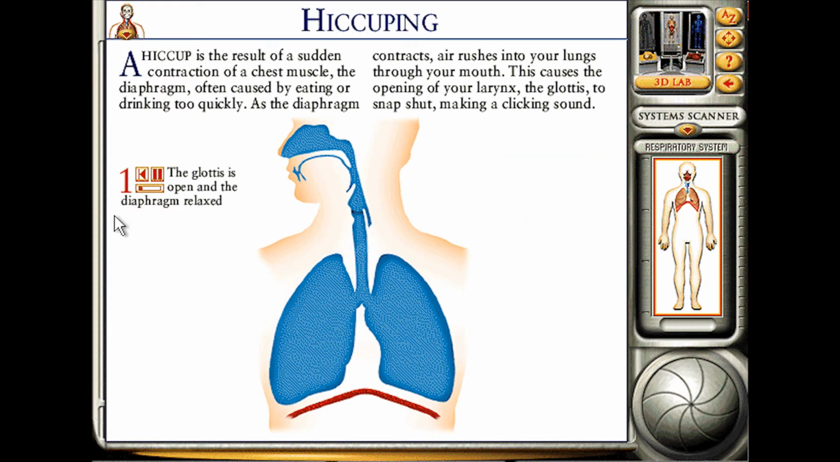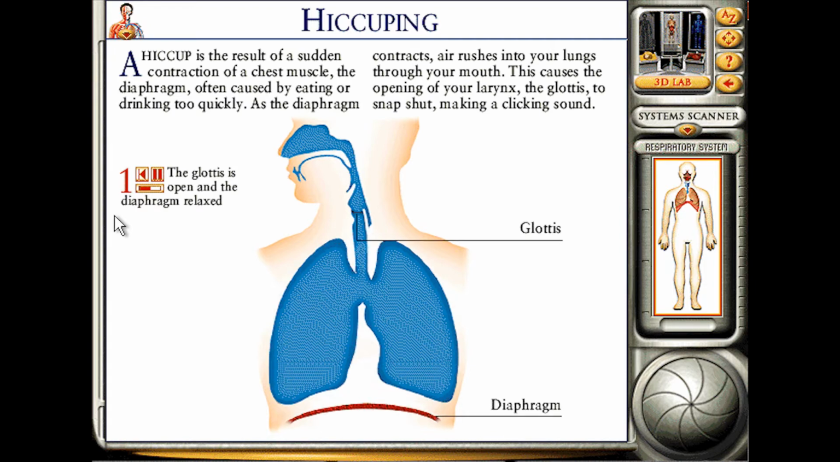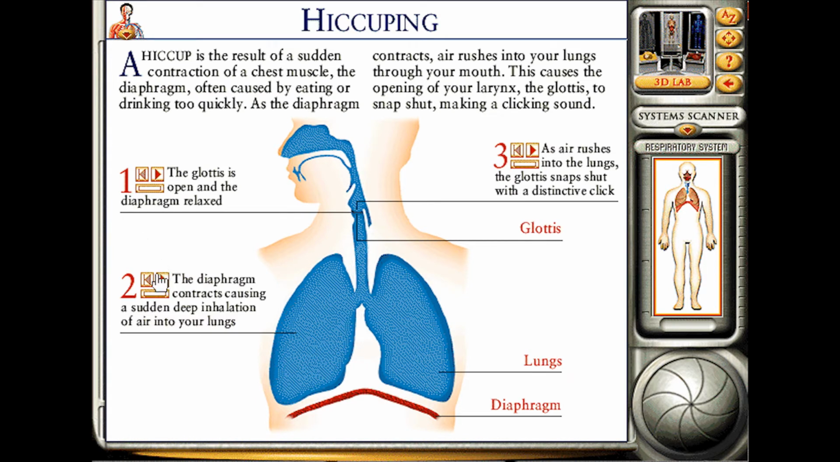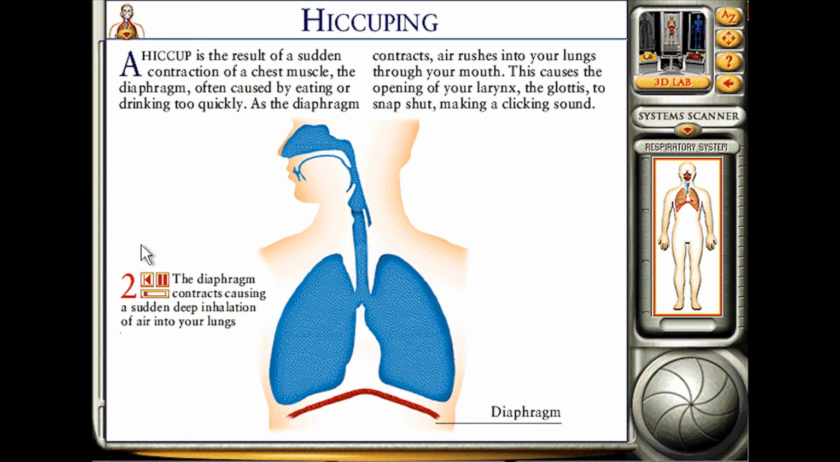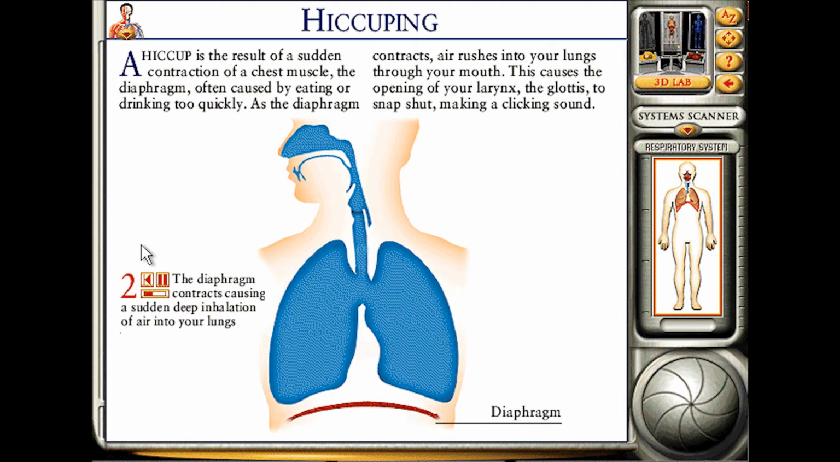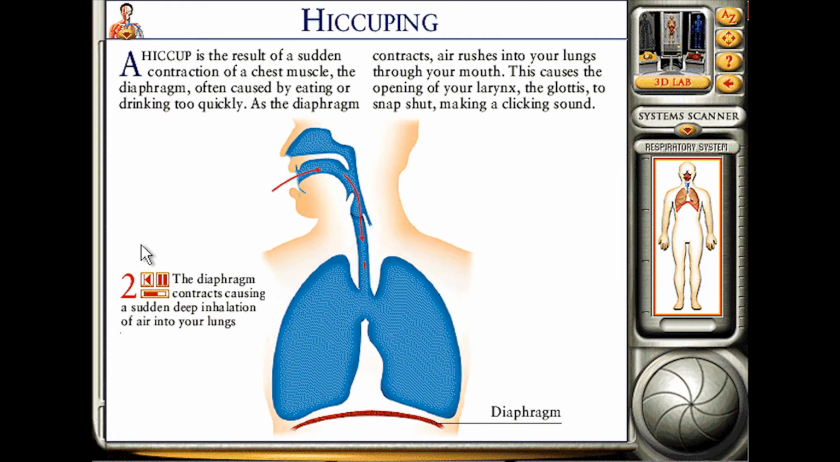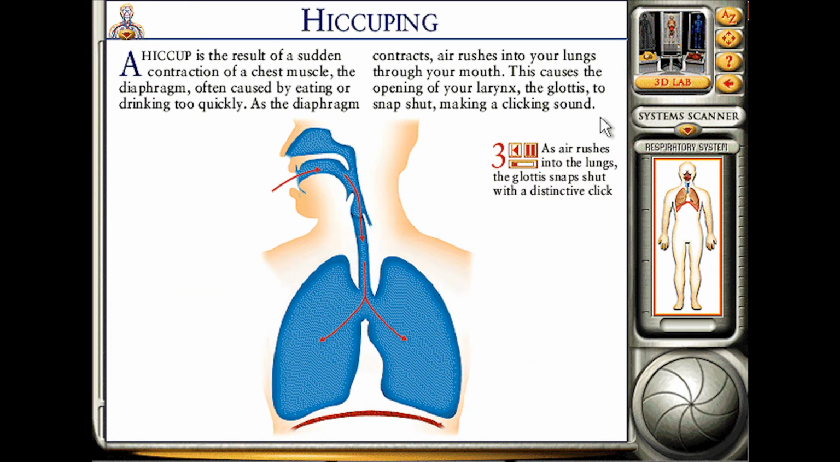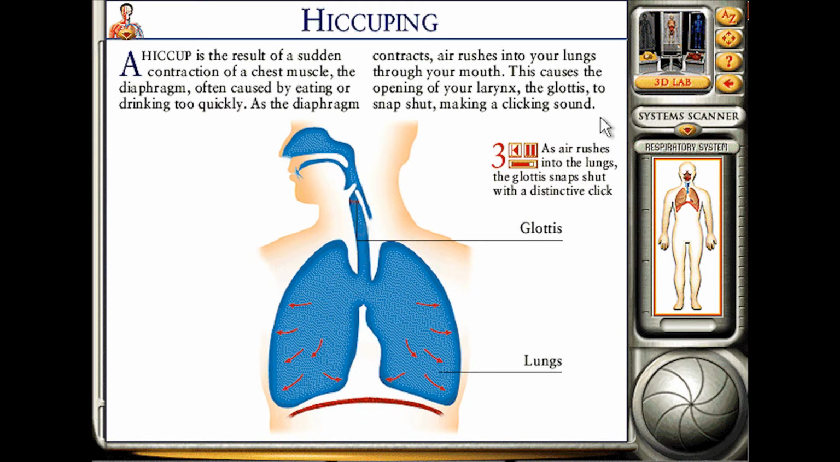Before a hiccup, your breathing is quiet and regular, with the glottis open and the diaphragm contracting rhythmically. An irritation in the diaphragm causes it to change its movement and to contract spasmodically. This prompts a deep inspiration of air. As air rushes into the lungs, the distinctive hiccuping sound occurs as the glottis snaps shut.